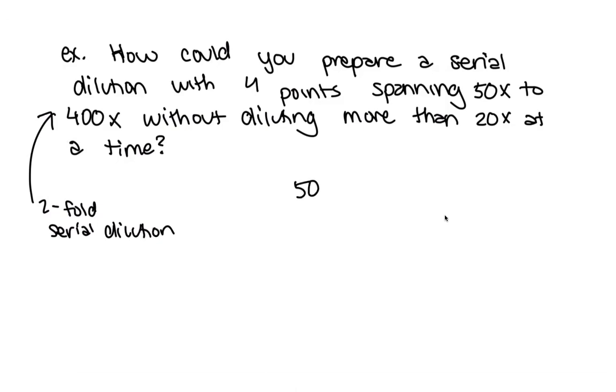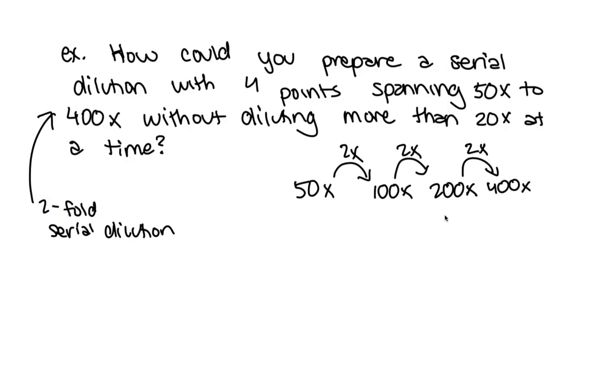Because we could say 50x, and then we do a 2x, that would give us 100x. We do a 2x, and that would give us 200x. And we do a 2x, and that would give us 400x. And we'll put a volume on this. Say we want 500 microliters final of each of these. Okay, so if we have 500 microliters final, how much of our intermediates are we going to need? Well, this one's simple because we're doing a two-fold dilution. That just means it's going to be 500 microliters of our diluent. That's what we want as our final volume.